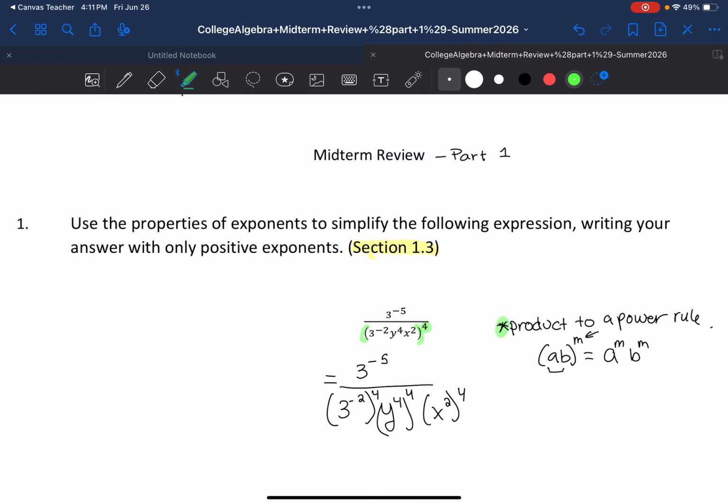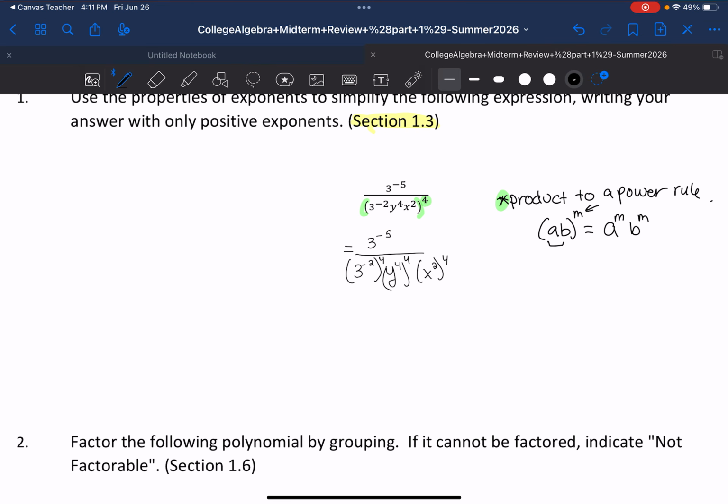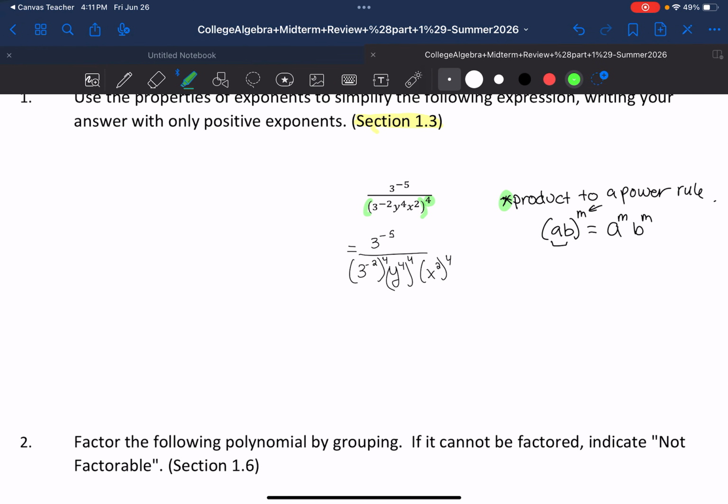Okay, so then the next rule I'm going to use is, and let me highlight these so you see what I'm doing, the power to a power rule, because all of these here have an exponent and then it's being raised to another exponent. So for example, y to the 4th power being raised to another power of 4. So that is called the power to a power rule.